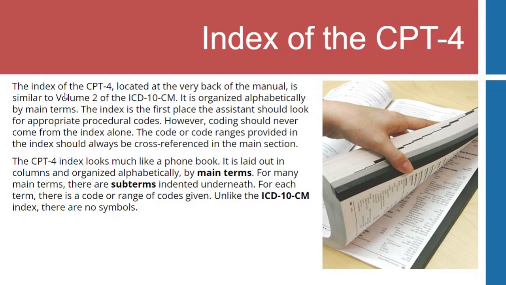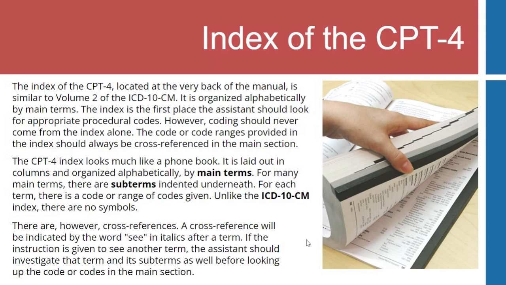As I mentioned, the index is the place that we're going to look first, okay? So that's the first place the assistant should look for appropriate procedural codes. However, coding should never come from the index alone. The code or code ranges provided in the index should always be cross-referenced in the main section. So once we find a code in the index, we're going to go to the main section and double check. Cross-reference just means we're going to make sure that code is the same. So if you go in the index and your code is, I'm just throwing one out here, 96045, you want to go to the main section and make sure that code is the same.